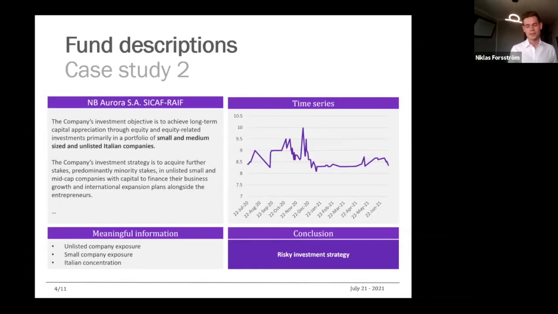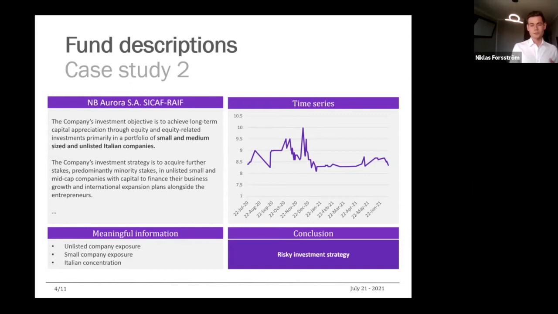which is something that could be an issue when it comes to liquidity, for example. We also have exposure to small companies and a concentration in a small market, namely the Italian market. Moreover, looking at the price time series, we can see that the prices are not very frequently updated. So this could definitely be a cause for concern. And so the conclusion for this one would be that this is something that could potentially be classified as a restricted investment strategy. And so this is what we want the models to pick up.